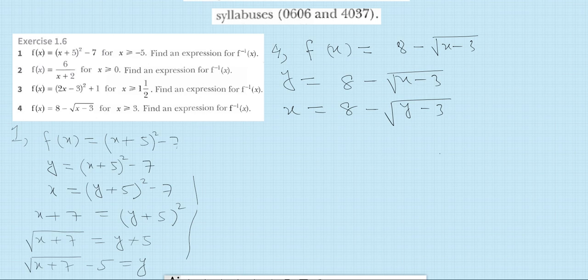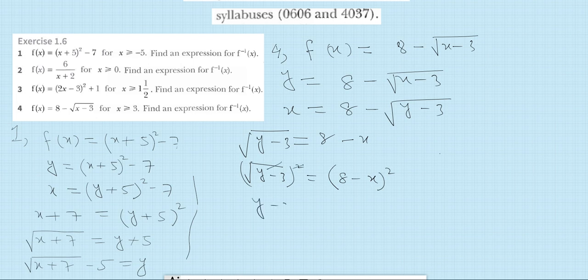Now make y as the subject of the formula. So shift this minus root on this side. It will become plus root y minus 3 and shift this 8 minus x on this side. So it is 8 minus x. Taking square on both sides. So root y minus 3 whole square is equals to 8 minus x square. Cancel this square by this root. This is y minus 3 equals 8 minus x whole square.